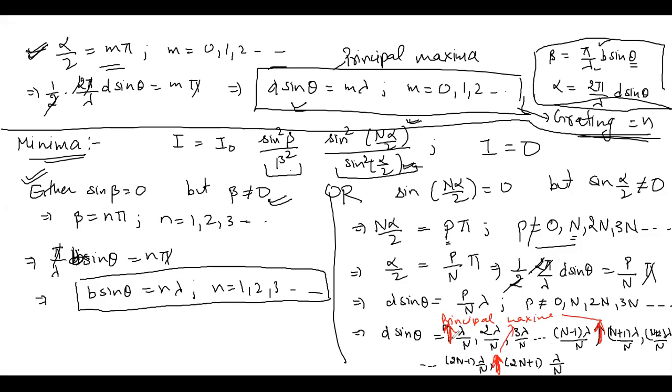Because you are saying at this point d sin theta is equal to 0, which would be satisfied here. Here you are saying d sin theta is equal to 1 lambda, because n lambda over n, the n cancels with n, so d sin theta is equal to 1 lambda. That condition you have already included here in the principal maxima.